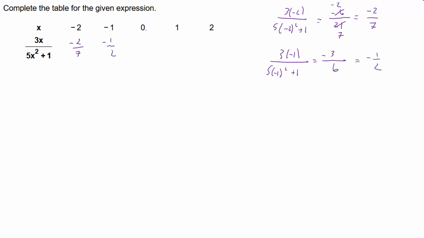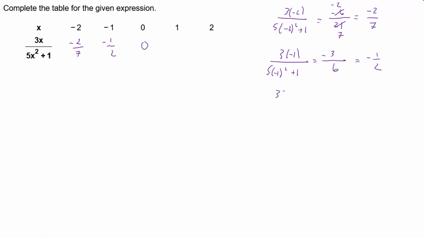Okay. Now we plug in 0. Well, that one's pretty easy because we put a 0 here. That's going to be 0 in the numerator. 0 here, that's going to be 0, but we still have 1 left over. So it's going to be 0 over 1, which is just 0. Okay. Now what if we plug in 1?